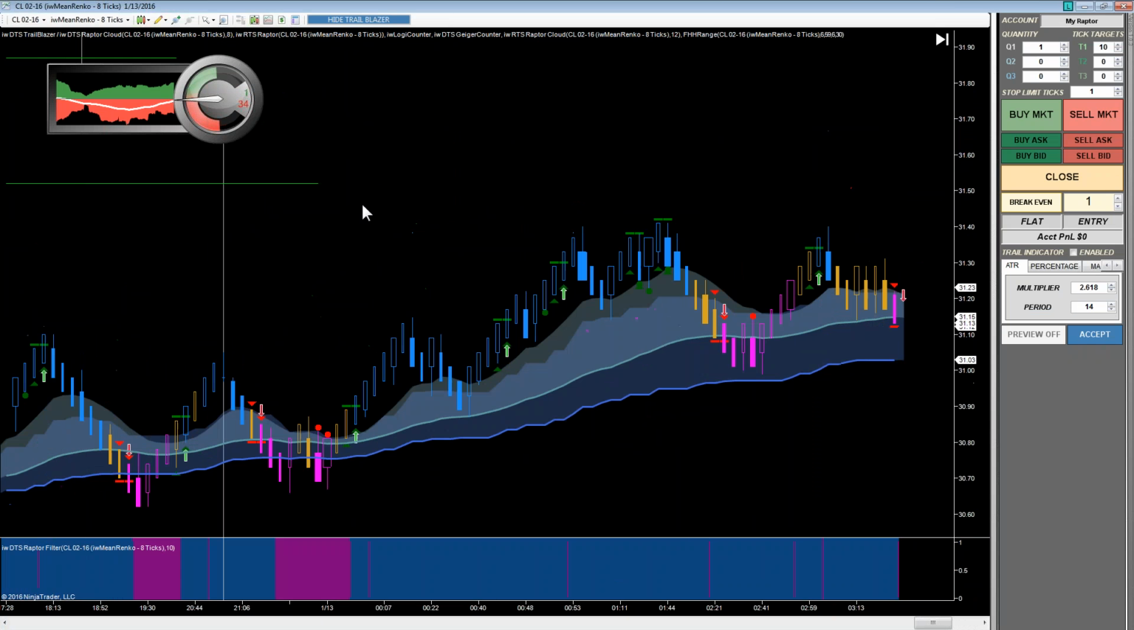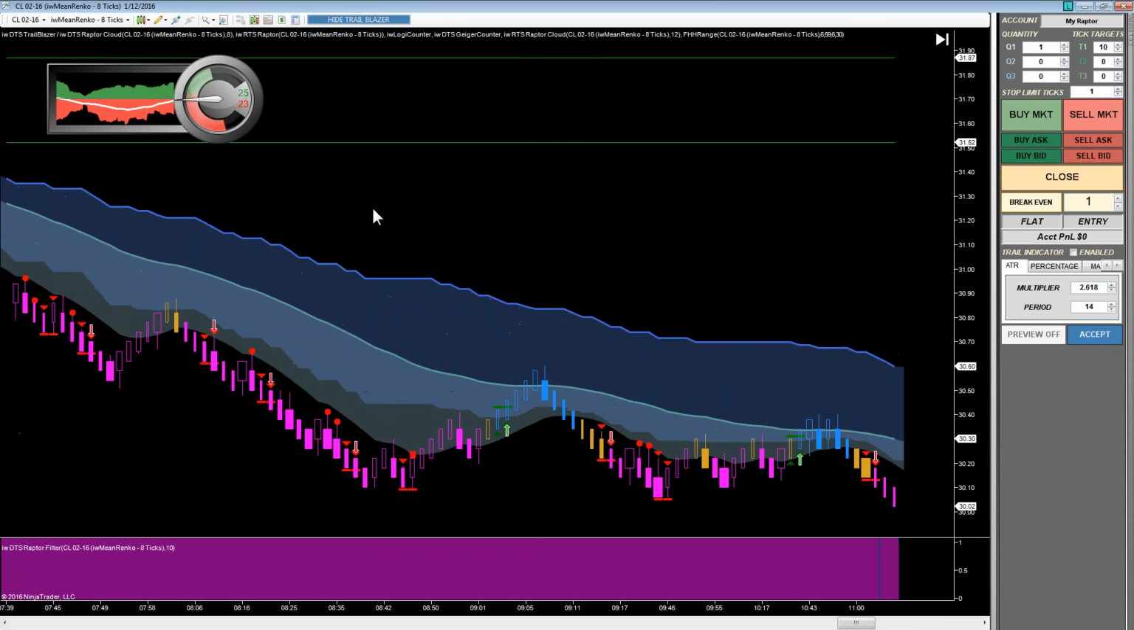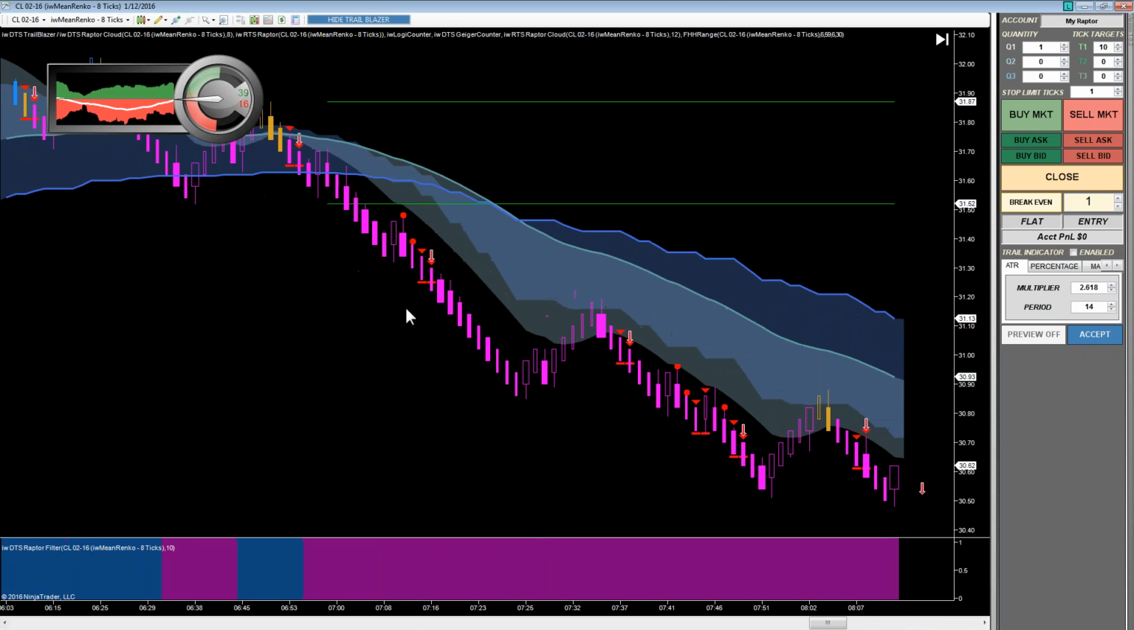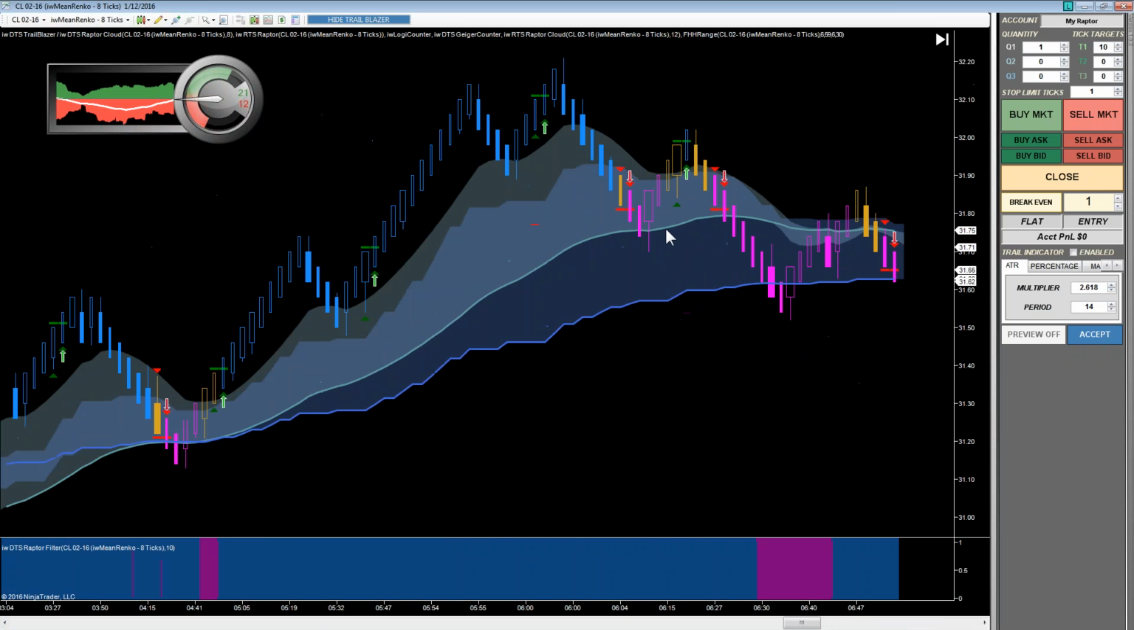If I dial back to yesterday's session here on crude oil, you can see just nice solid signals. Here's a cloud crossover, here's the signal, nice follow through. Right? Here's a soft edge sell. This is one of our high probability signals. Nice follow through right to the hard edge. Here's a hard edge bounce signal. Good follow through. So this is what happens most of the time.